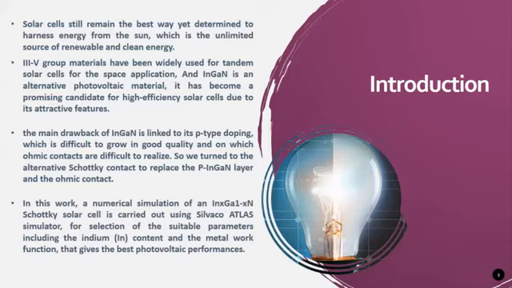The main drawback of indium gallium nitride is linked to its p-type doping, which is difficult to grow in good quality, and for which ohmic contacts are difficult to realize. So we turn to the Schottky contact. In this work, a numerical simulation of an InGaN Schottky solar cell is carried out using the Silvaco Atlas simulator for selection of the suitable parameters, including the indium content and the metal work function, to give the best performance.